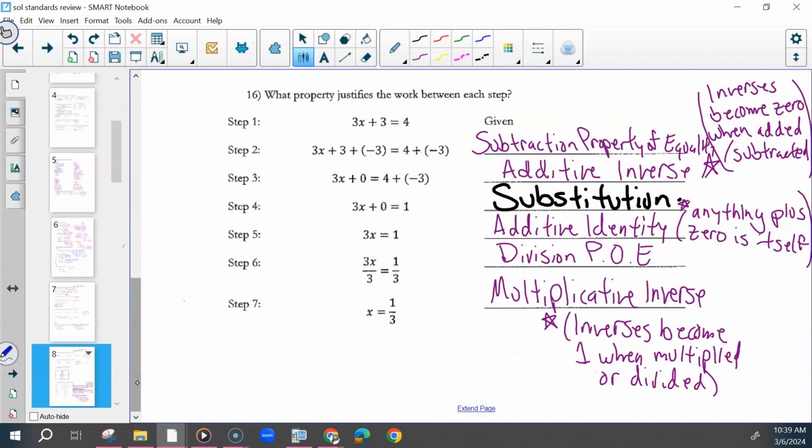This one and the next one are the only two from this section that cannot be done on Desmos, because you have to know your properties. So from step 1 to step 2, subtraction property of equality, or POE. Step 2 to step 3, additive inverse. Step 3 to step 4, substitution. Step 4 to step 5, additive identity. 5 to 6, division property of equality. And 6 to 7, multiplicative inverse.